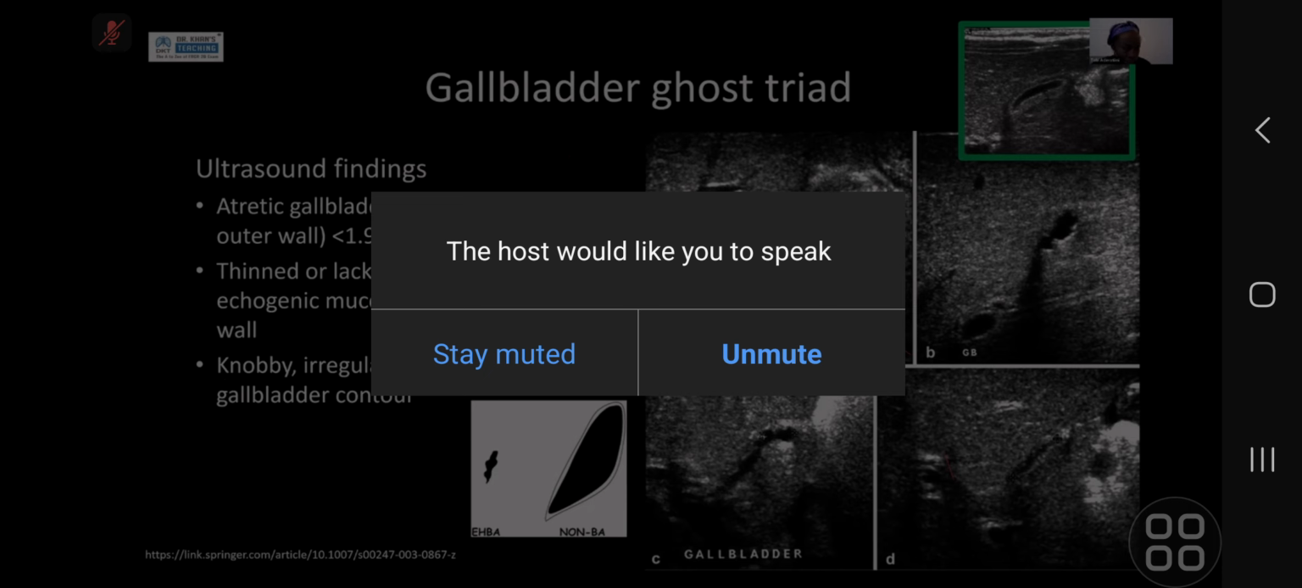Other features that you can see on ultrasound are you can see a dominant hepatic artery, because that is the main supply to the bile ducts. And then you get hypertrophy of the hepatic artery, and it becomes the dominant. So you might think it's the portal vein because it's so big.